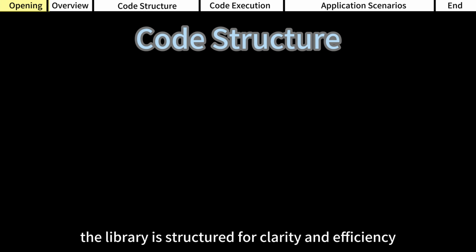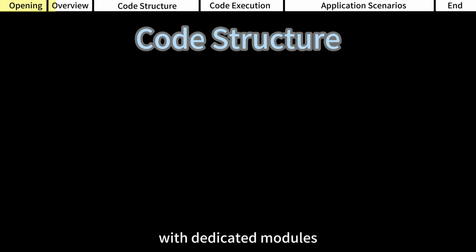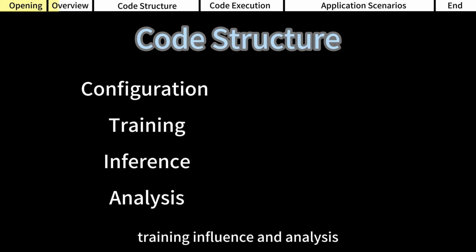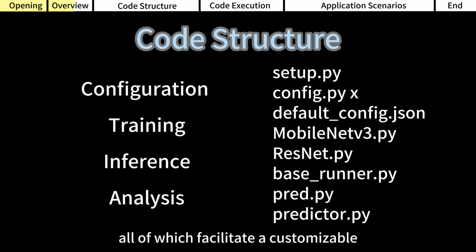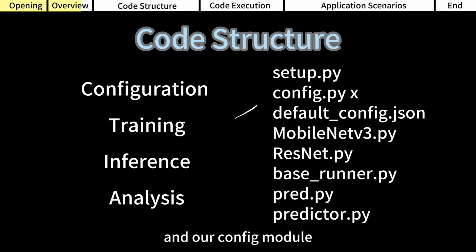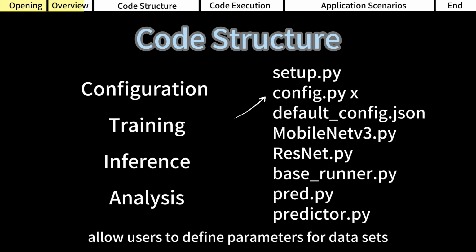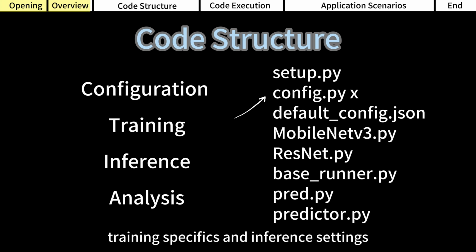The library is structured for clarity and efficiency with dedicated modules for configuration, training, inference, and analysis. Its core files include the config, trainer, and predictor modules, all of which facilitate a customizable end-to-end workflow. And our config module allows users to define parameters for datasets, model architecture, training specifics, and inference settings.